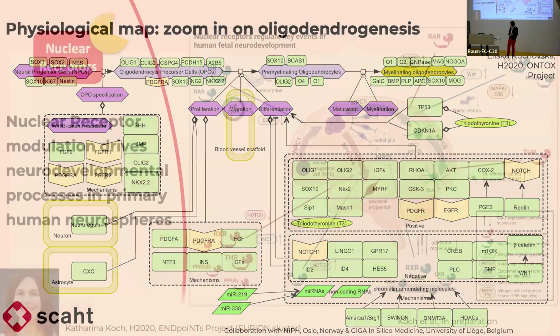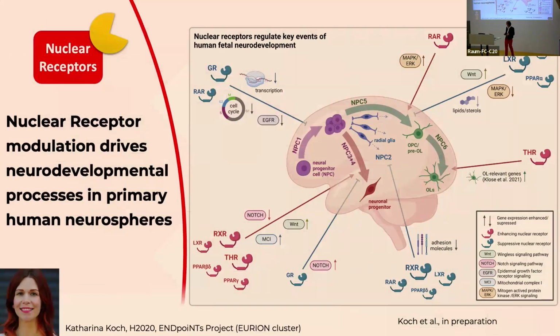Then we've been involved in another EU project that is coming to an end right now, of the Euria cluster, called Endpoints. We have been looking at endocrine disruption-related DNT. Looking into the literature, there wasn't really that much out there on nuclear hormone receptors and human brain development.